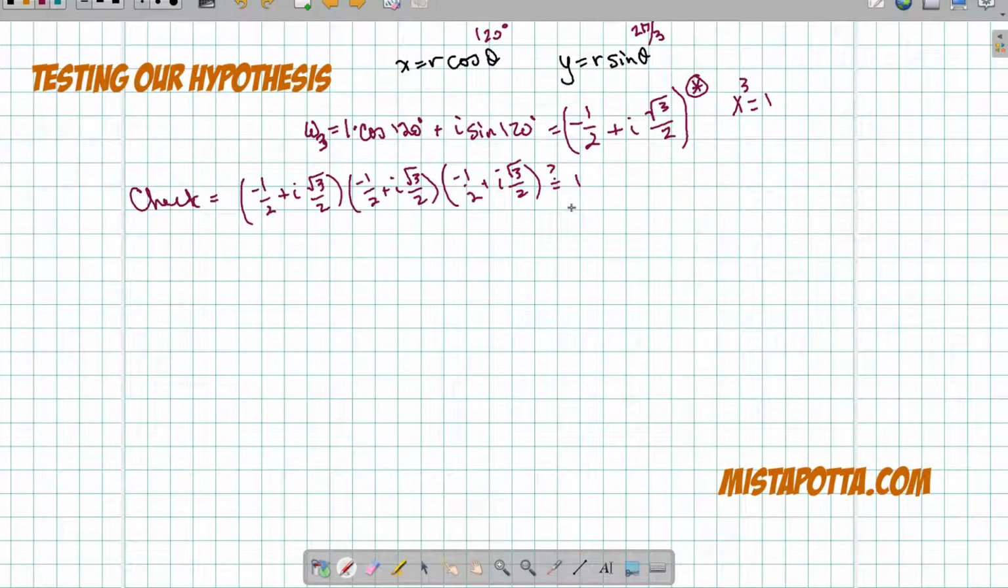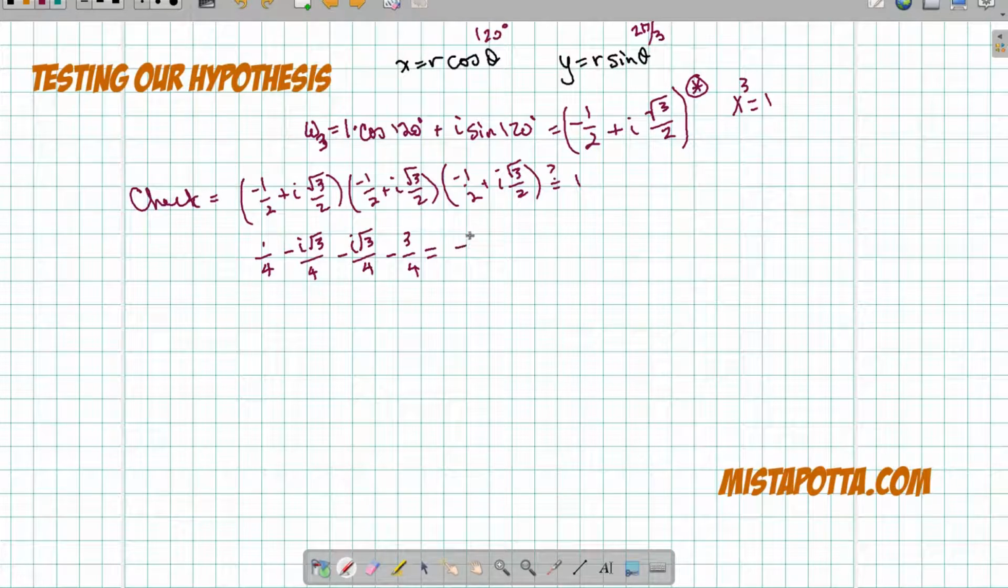Well, let's do some distributive property here. So negative 1/2 times negative 1/2 is going to be a positive 1/4. i root 3 over 2 times negative 1/2 is going to be negative i root 3 over 4. Negative 1/2 times i root 3 over 2 is still negative i root 3 over 4. And then i root 3 over 2 times i root 3 over 2 is going to be negative 3 over 4, because i times i is negative 1.